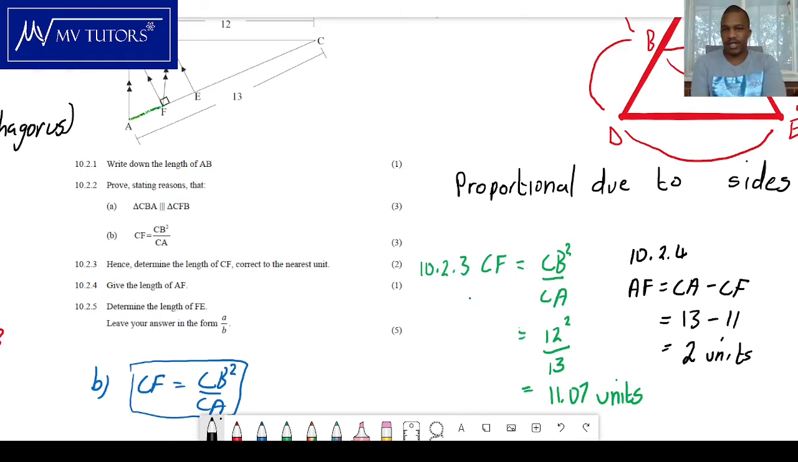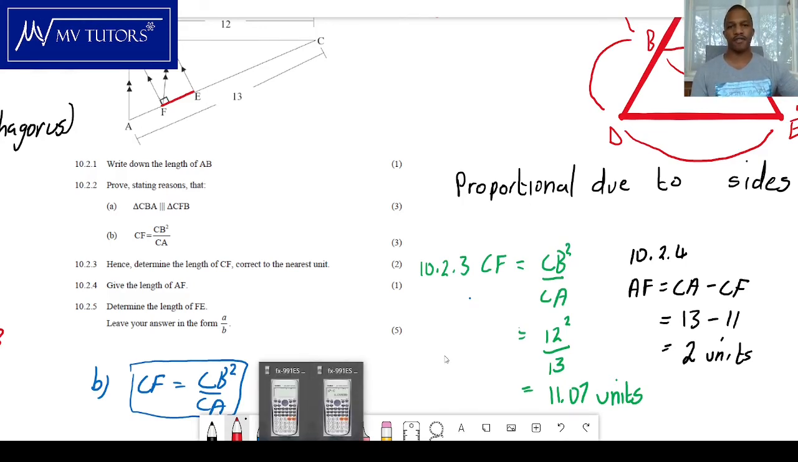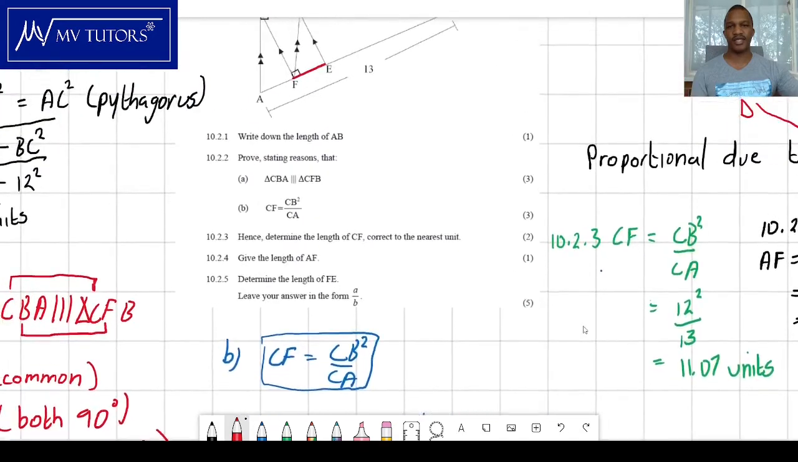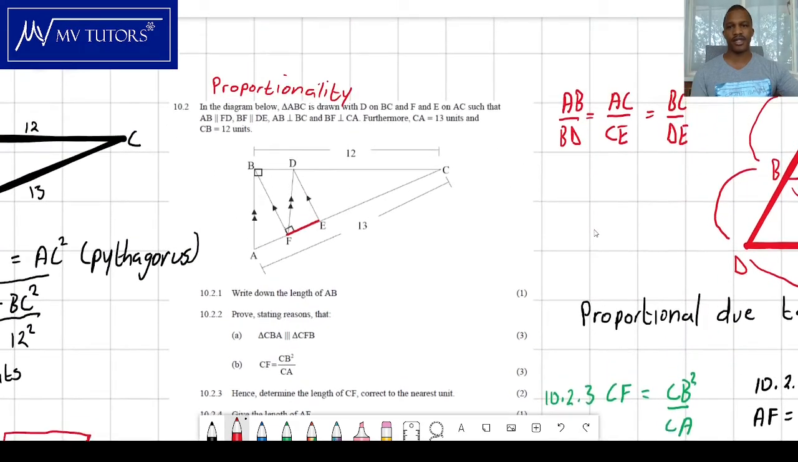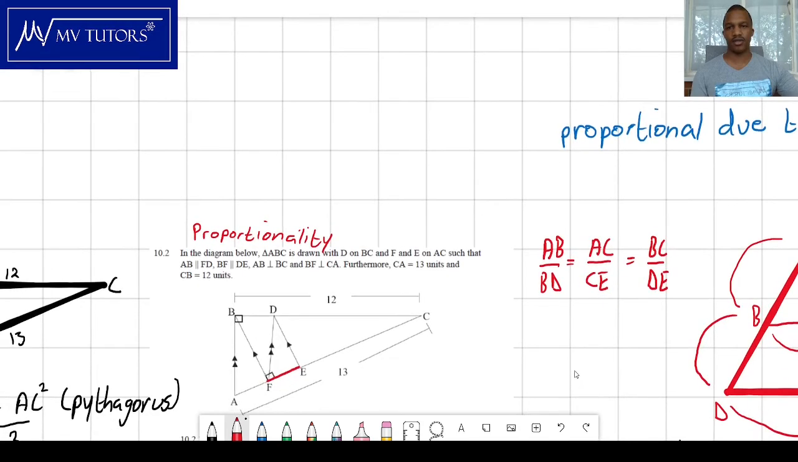Now let's look at the last question. It says determine the length of FE. Oh, so now if we look at FE, that's AF. Let's look at FE. FE is that one over there. It's a bit complicated to solve this one. It will take a bit of gymnastics, but let's see how far we can actually go with this one. I want to do it up here.